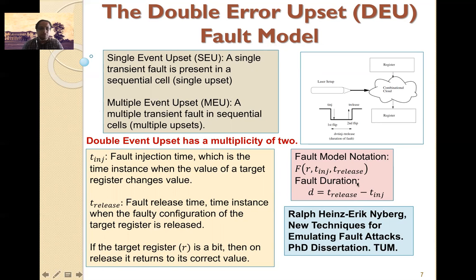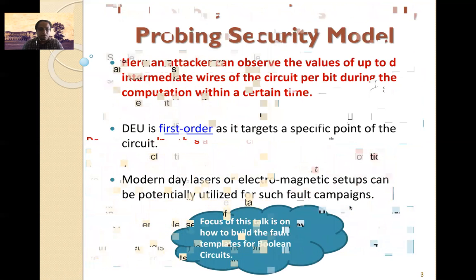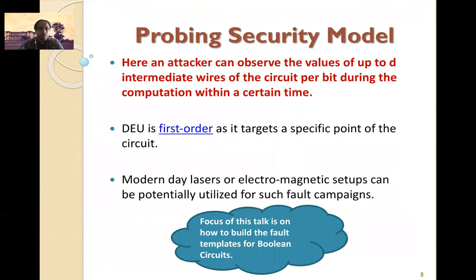And the difference between T release and T injection is what is called the duration of the fault. So the threat model that we target is defined in what is called a probing security model, which means that the attacker can access or observe the values of up to d intermediate wires of the circuit per bit during the computation at a given time instant.